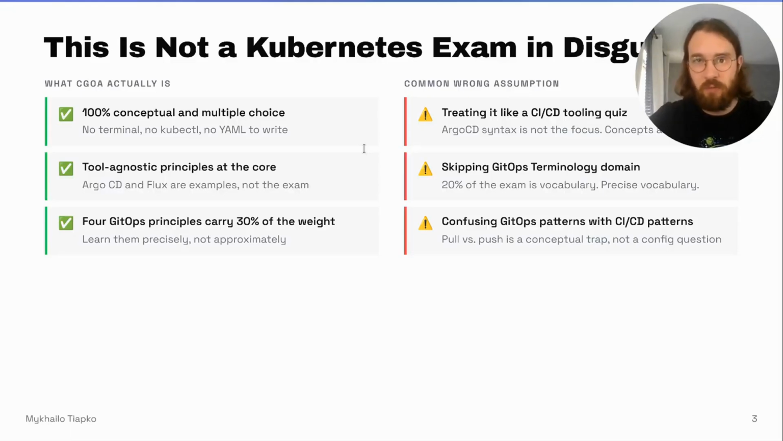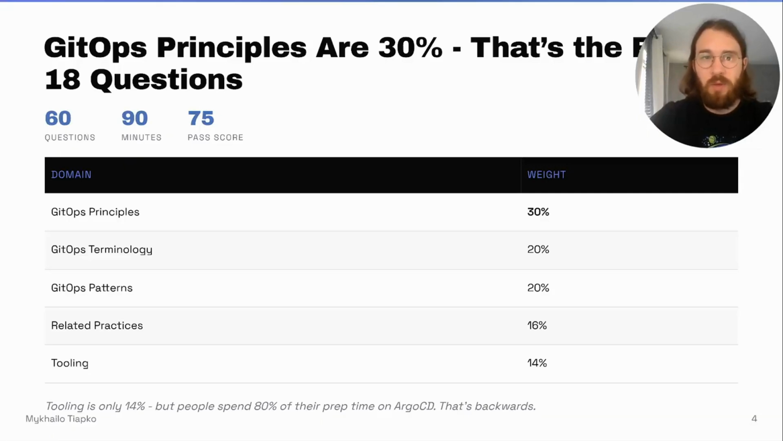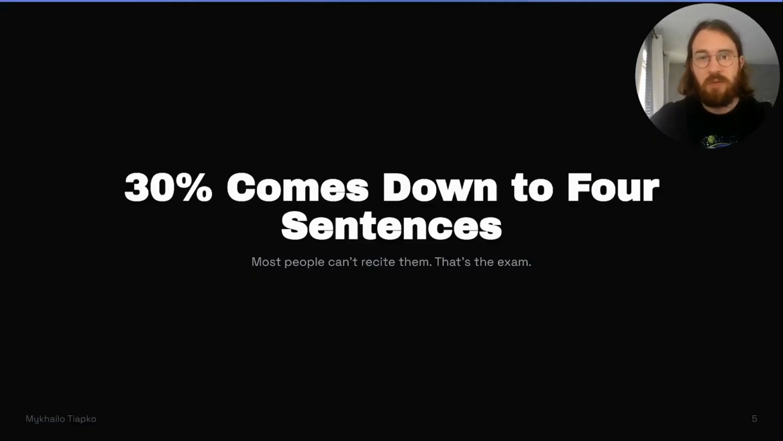misread the question itself. On this slide you can see the curriculum of the exam. You can see that it's 60 multiple choice questions, you get 90 minutes, and the passing score is 75. And 30% comes down to 4 sentences, because those are the 4 principles. And these words are worth saying out loud because they are short.